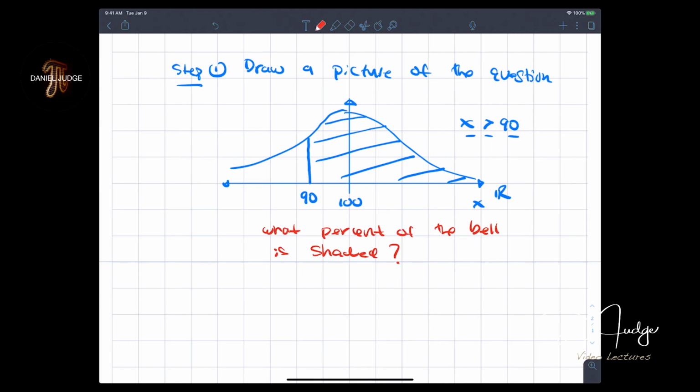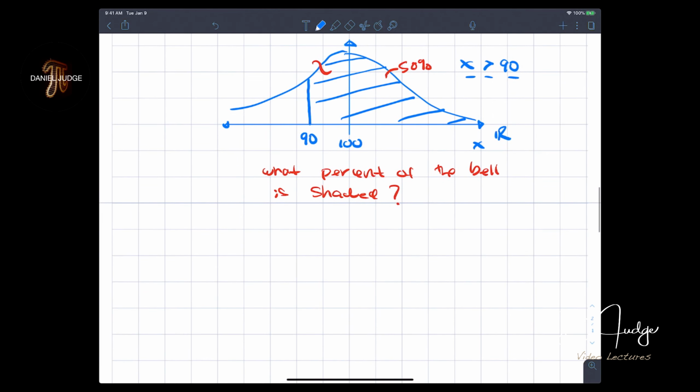Okay, now I'm going to give you a hint. My right portion here is 50%. The left portion, though, between 90 and 100, I really don't know. So I'm on the right track, though. We got to play what percent of the bell is shaded here, ladies and gentlemen. So here's my step one, and this is what I recommend people do, to consider. And now I'm going to give you the traditional step two.